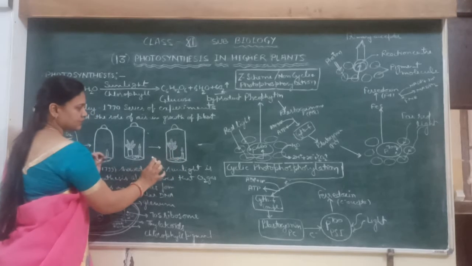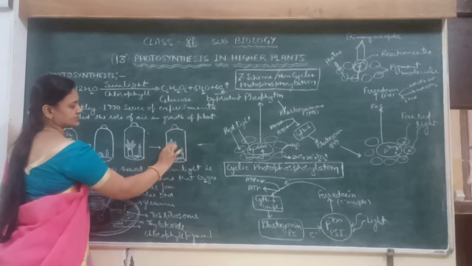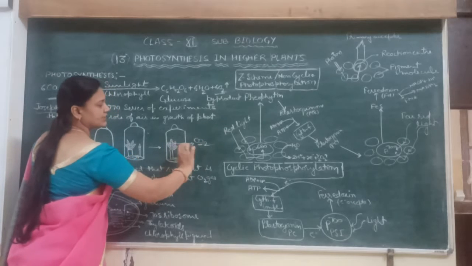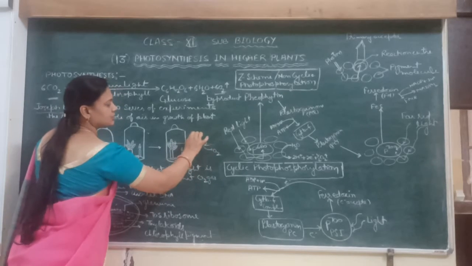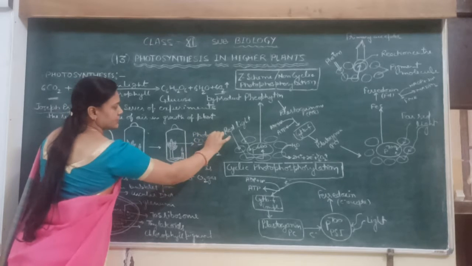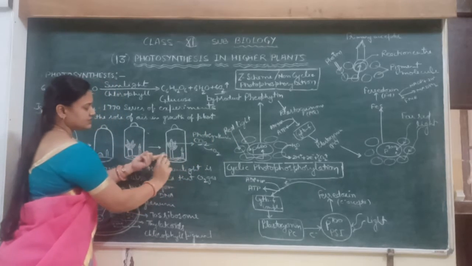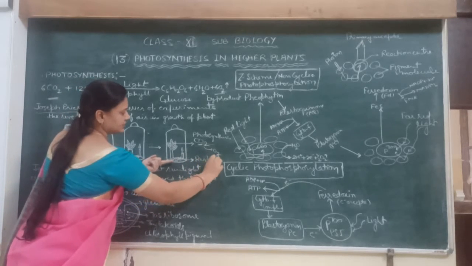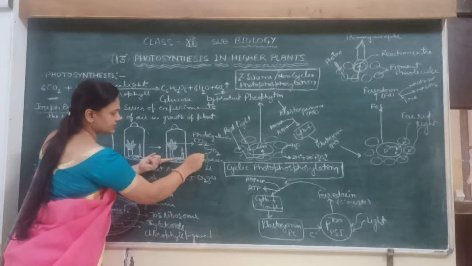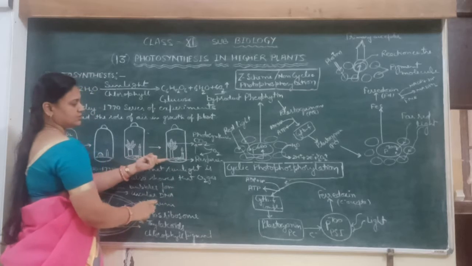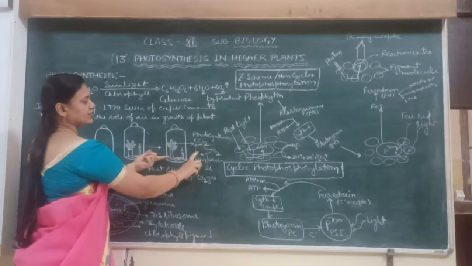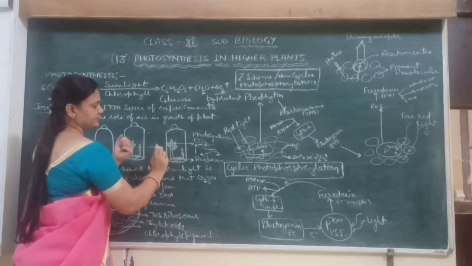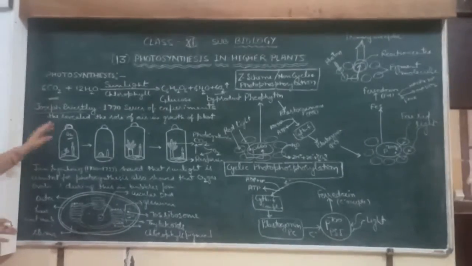Why does this happen? Because during the process of photosynthesis, the plant consumes carbon dioxide and releases oxygen. But the mouse, during respiration, consumes oxygen and releases carbon dioxide. Okay, so the carbon dioxide and oxygen balance is maintained through the mint plant and mouse. Okay, so this is the experiment of Priestley.